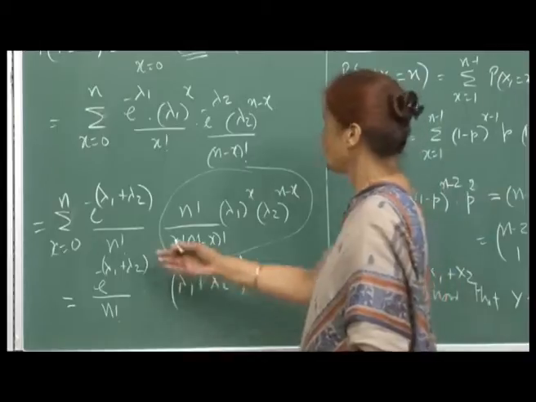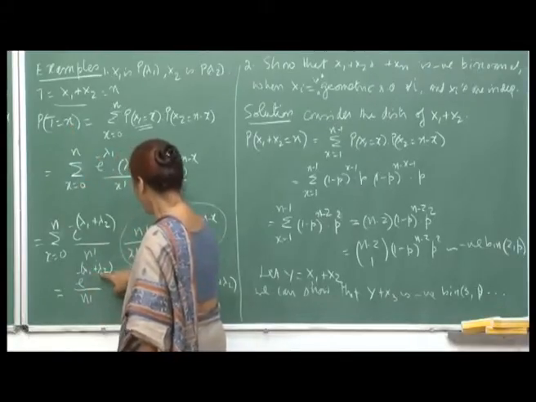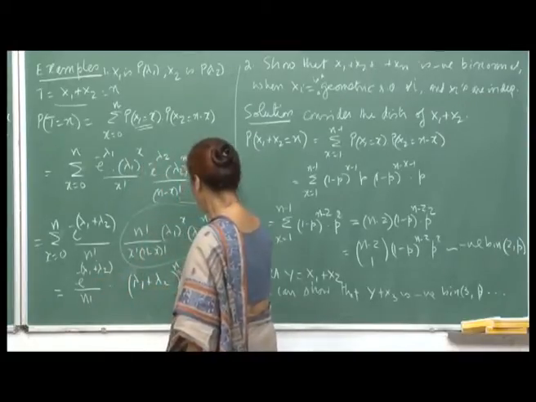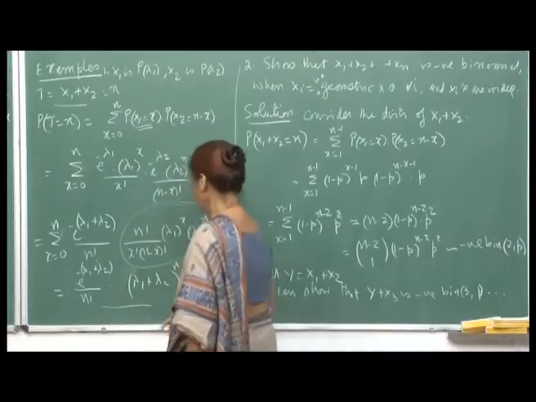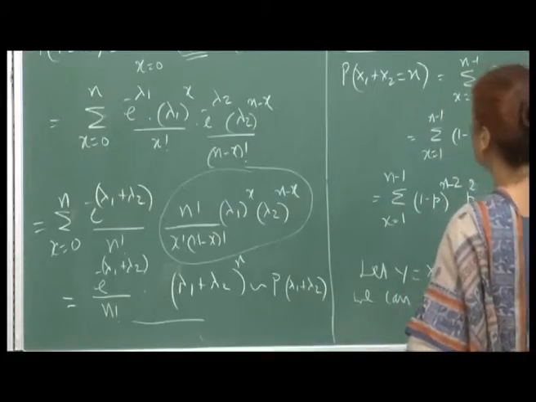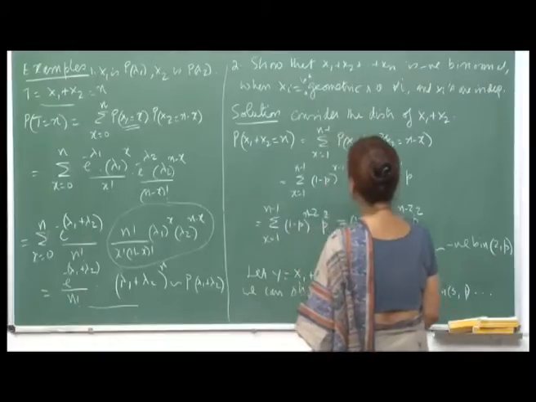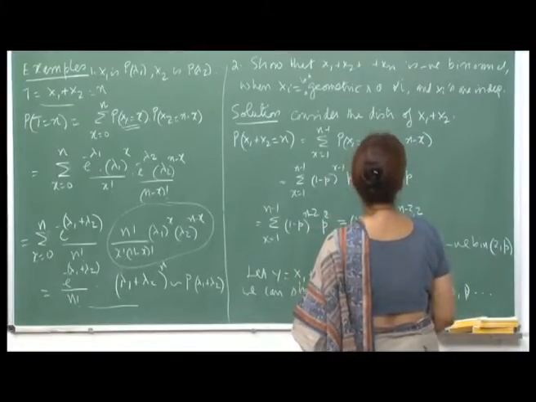So this is the probability that T equals n: e raised to minus lambda 1 plus lambda 2 divided by n factorial, times lambda 1 plus lambda 2 raised to n. You can immediately conclude that this is Poisson with parameter lambda 1 plus lambda 2. Another example: I want you to show that X1 plus X2 plus up to Xn is negative binomial.